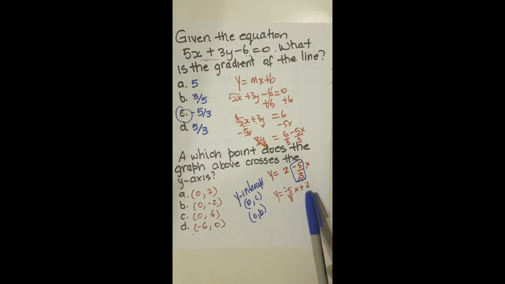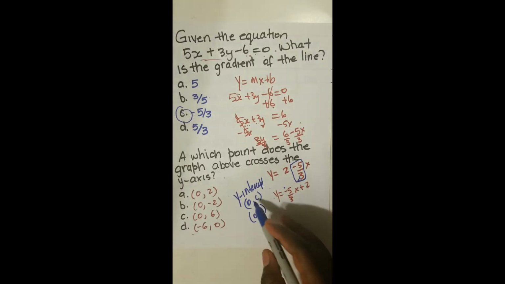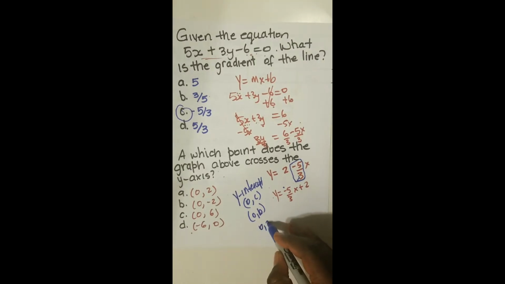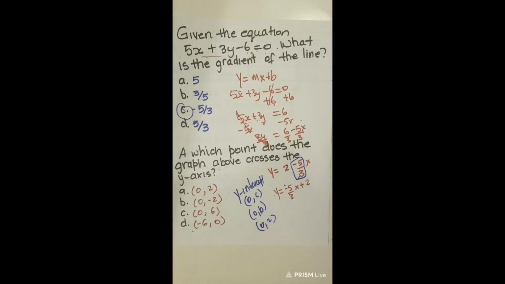And if c is plus 2, you basically put c or b, whatever you want to call it, into this and say 0, 2. So 0, 2 is the coordinate for the y-intercept. So 0, b means the coordinate where the line cuts the y-axis, which is the y-intercept. Okay? Right, see? You get that part?